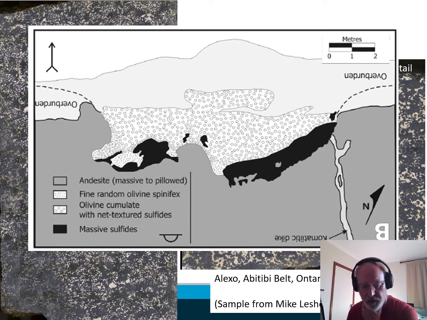And I'm going to take you to a very famous locality called Alexo. This is in Canada in the Abitibi belt. These are 2.7 billion year old komatiites, almost exactly the same age as the ones we have in Western Australia. And they've got some very nice ore deposits in them.